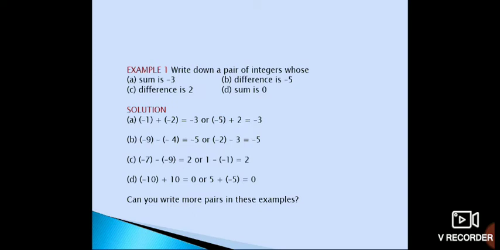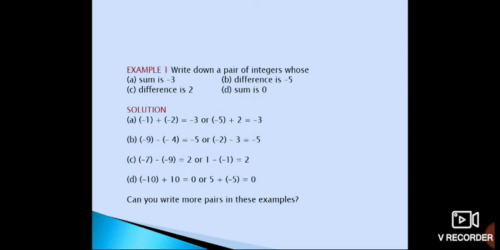Solution for this: A. Take two pairs of integers, minus 1 and minus 2. When you add minus 1 and minus 2, the result will be minus 3. And take minus 5 and plus 2. When you add minus 5 plus 2, the result will be minus 3. B. Difference is minus 5. Minus 9 and minus 4, take two pairs. Minus 9 minus of minus 4 is equal to minus 5. And minus 3 and minus 5, take two pairs. Minus 3 minus of minus 5 is equal to 2.